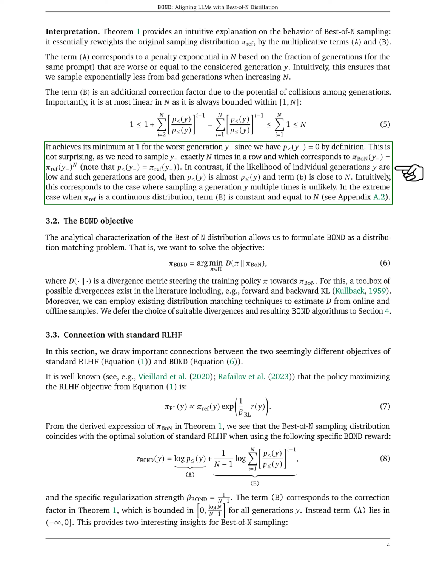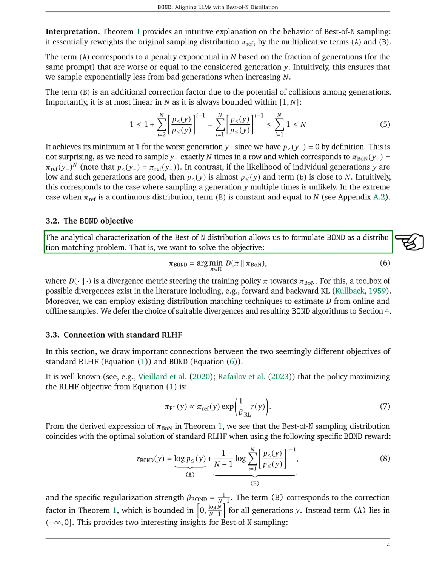Conversely, if the likelihood of individual generations is low but they are still good, this correction factor approaches a value close to 1, indicating that sampling a generation multiple times is unlikely. In cases where the original distribution is continuous, this correction factor remains constant and equal to 1.